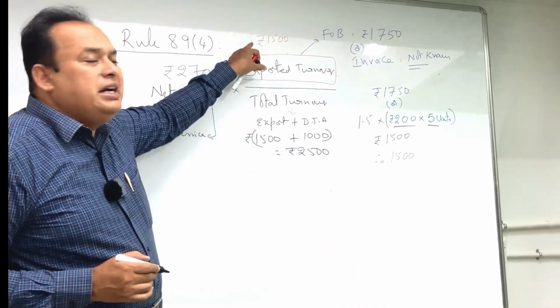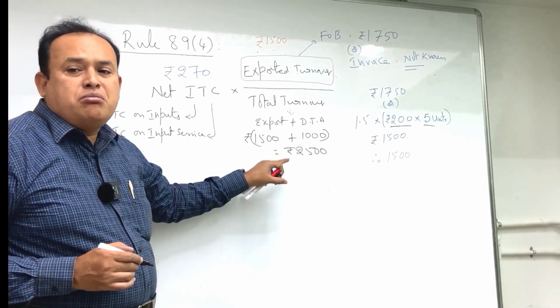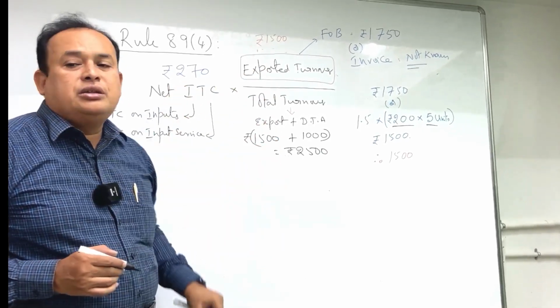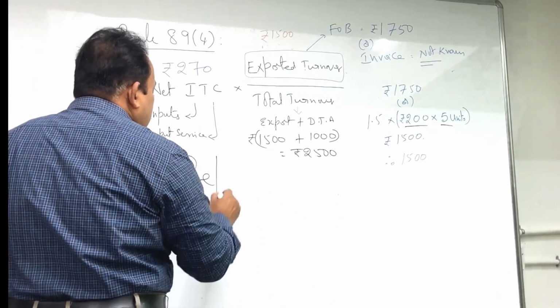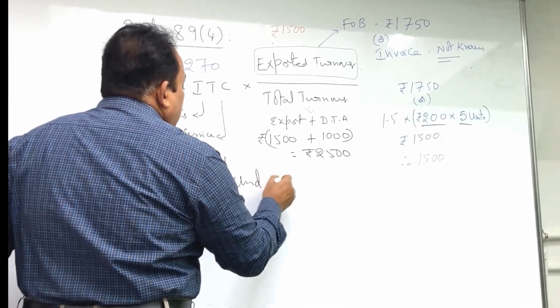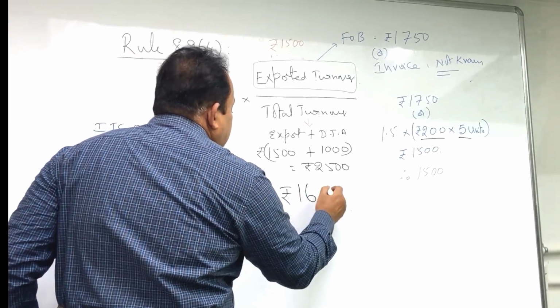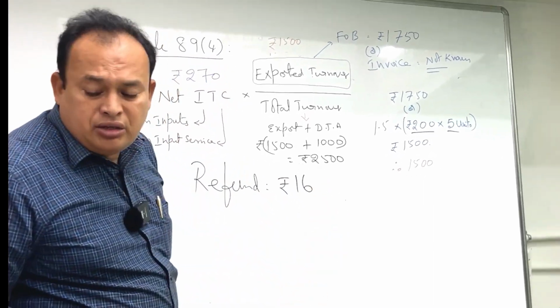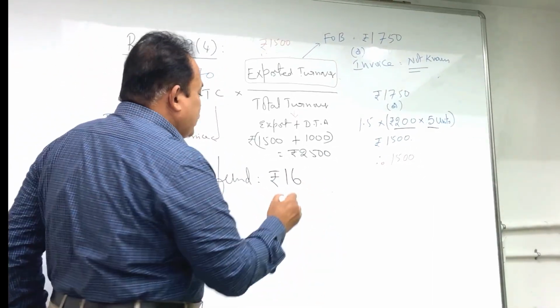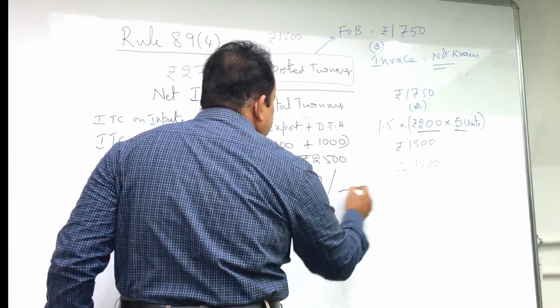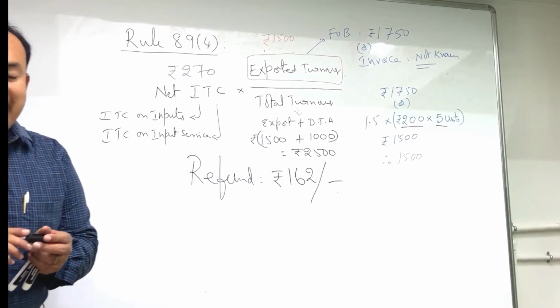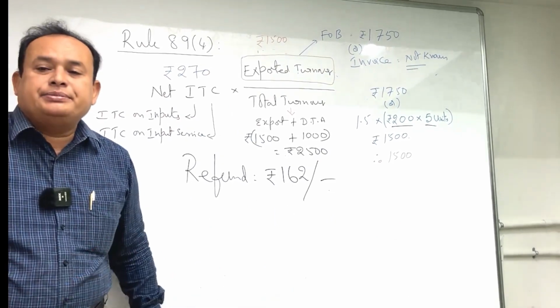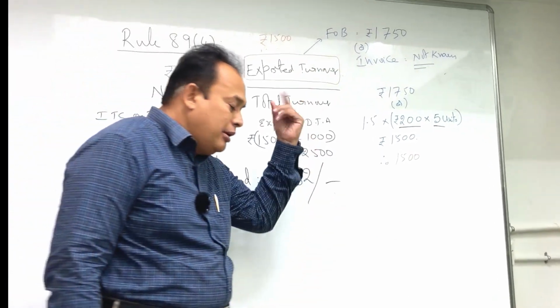So 1500 divided by 2500 multiplied by the net credit, how much? 270. How much comes? My refund amount is 162. Correct? That is the amount of refund claim. Any doubt in the given problem, my dear sir? Any doubt in the given problem, let me know.